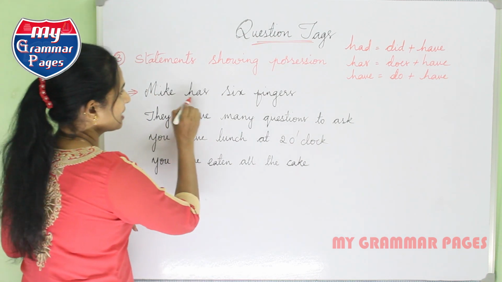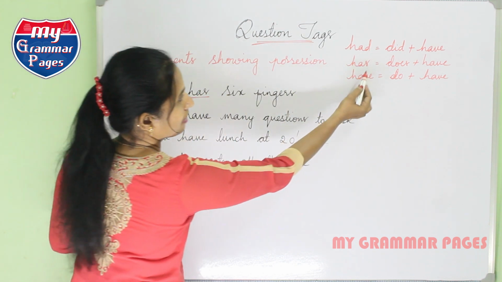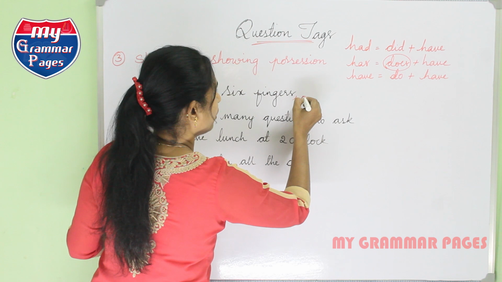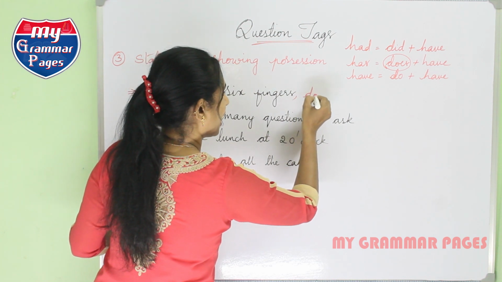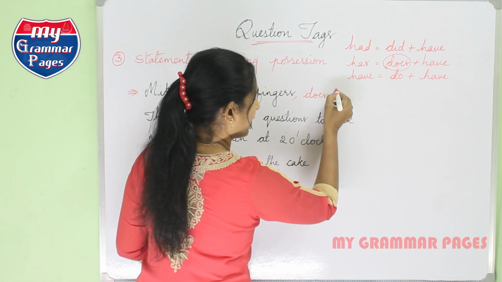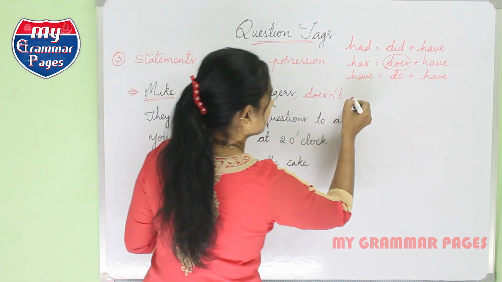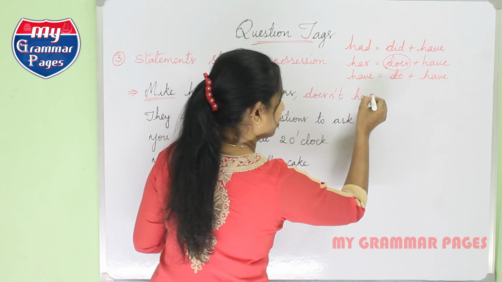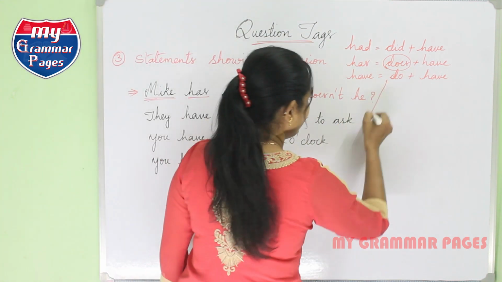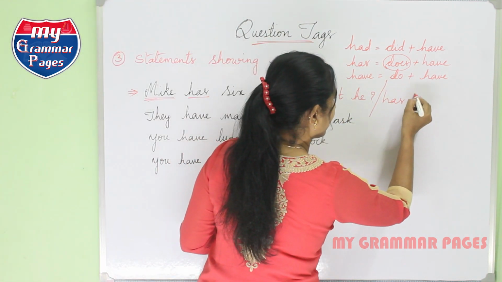So now, has is the main verb here. That's why we have split this has into does plus have, and we are going to take this as a helping verb. So we are going to take does. This is a positive statement. I'm making it negative: doesn't. Mike comes under personal pronoun he. So doesn't he. In certain cases, a few people will write hasn't he.